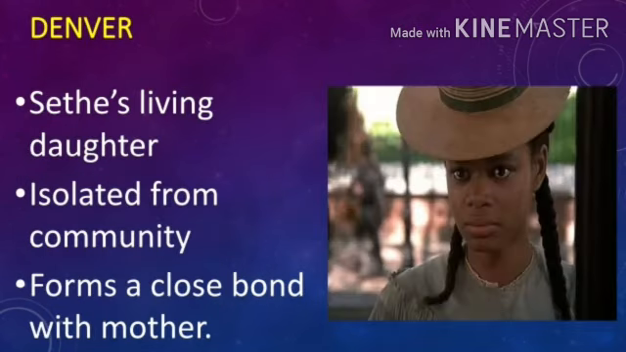Denver. Denver is Sethe's only living child. Isolated from her community people after Beloved's killing, Denver forms a close bond with her mother.